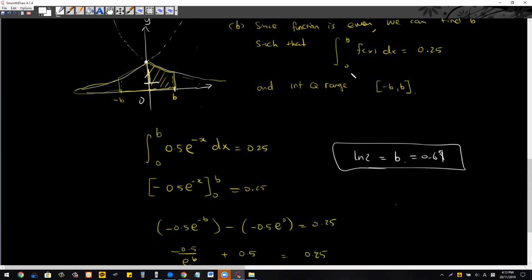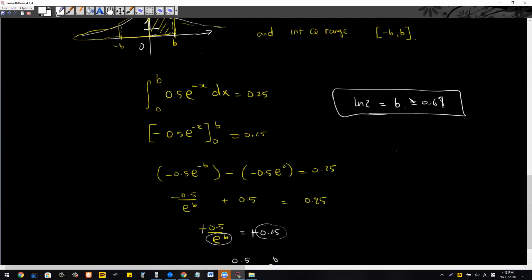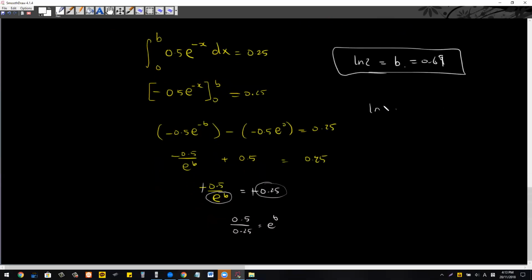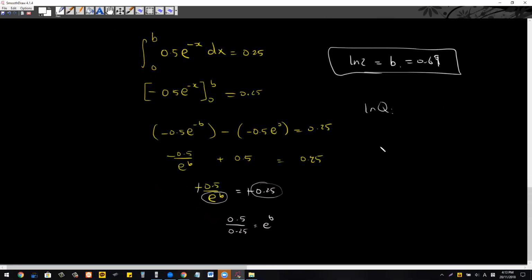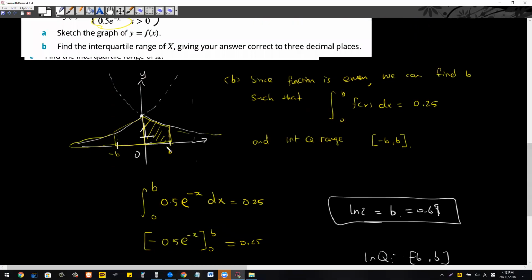But that's b. The interquartile range is the distance from negative b to b. So it'll be negative 0.69 to 0.69. It'll be from here to here.